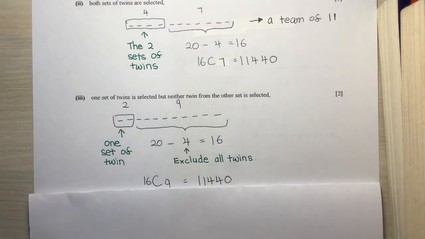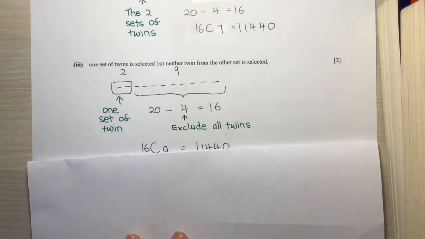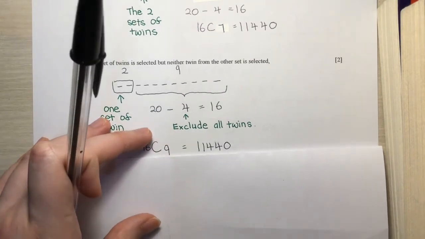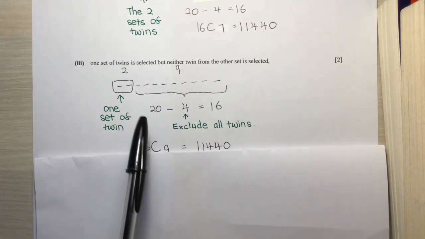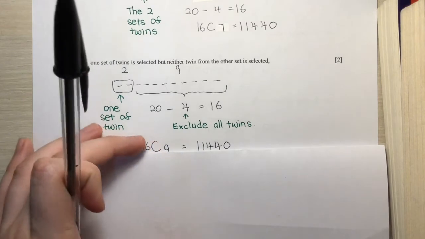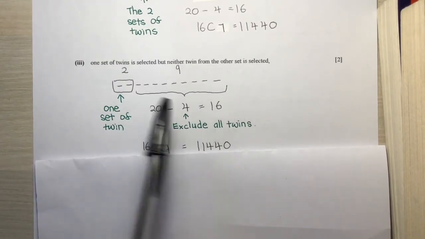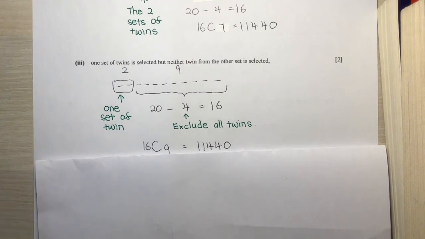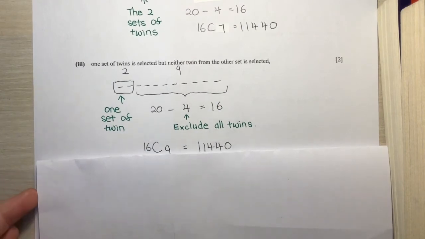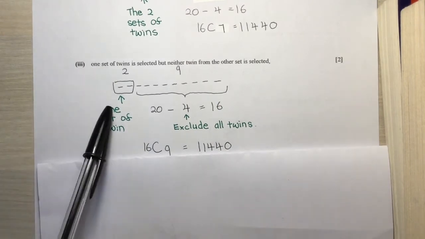Again, it becomes 16C, but this time instead of 7 like the above, it becomes 9, because we have 9 spaces. And the 16 remaining boys here, we will choose 9 people in this case. However, we mustn't forget that this is only one set of the twins.